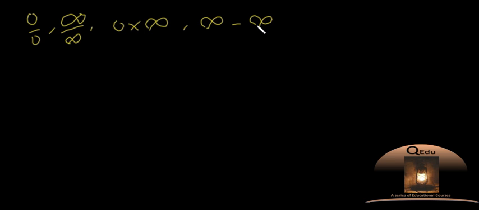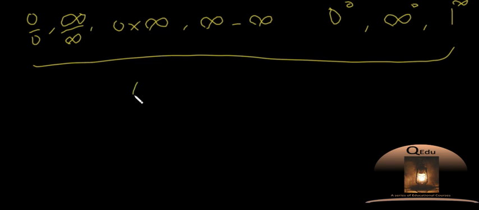Now before going to see what L'Hopital's rule is, we must know there are some other forms which are also known as indeterminate forms. The limit of those functions which contain these forms cannot be evaluated using the ordinary rules of limit. These forms are 0 upon 0, infinity upon infinity, 0 into infinity, infinity minus infinity, and also 0 power 0, infinity power 0, and 1 power infinity. So these all are known as indeterminate forms, which simply means these are meaningless.